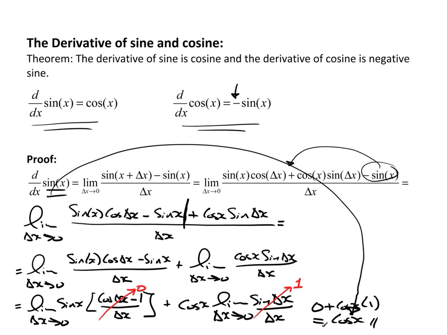Now the proof for showing that the derivative of cosine of x is negative sine of x is very similar to this. It's the exact same idea.